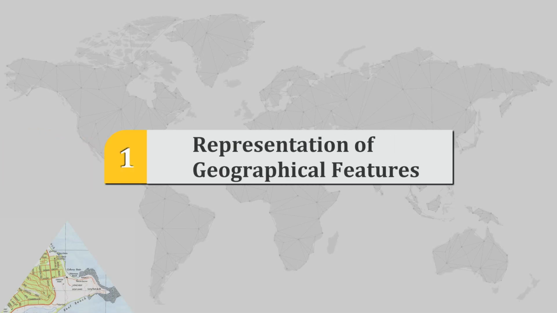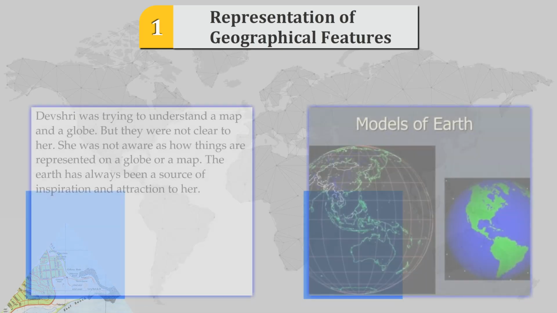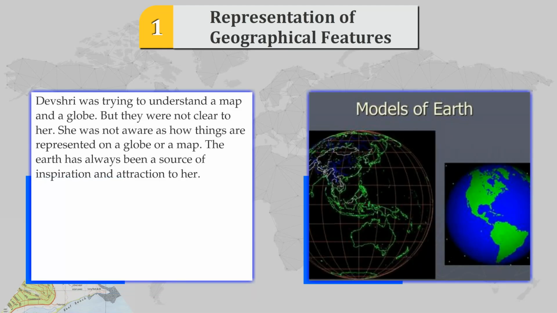Chapter 1st. Representation of Geographical Features. Devshri was trying to understand a map and a globe, but they were not clear to her. She was not aware of how things are represented on a globe or a map. The earth has always been a source of inspiration and attraction to her.